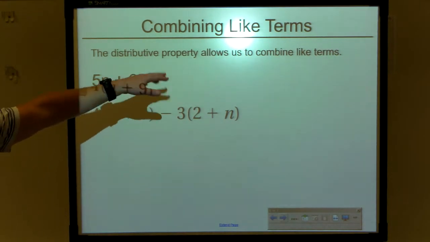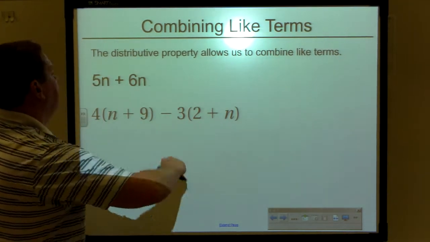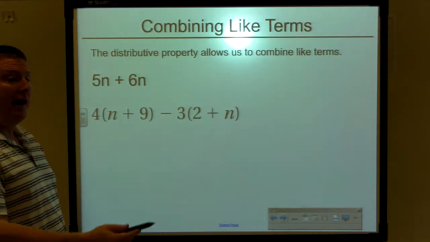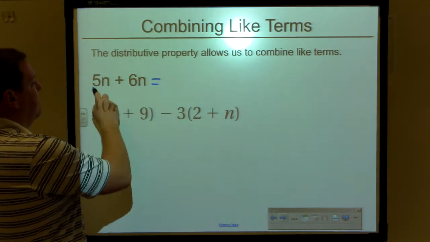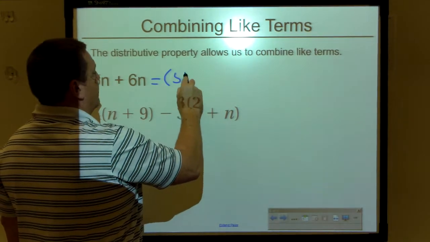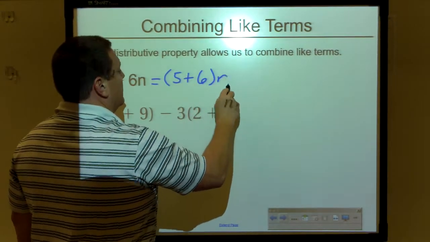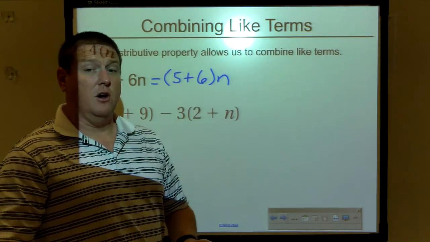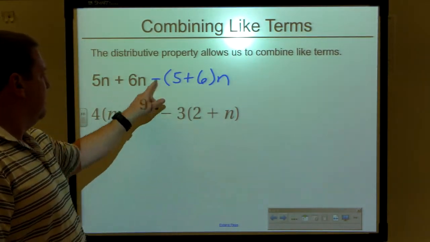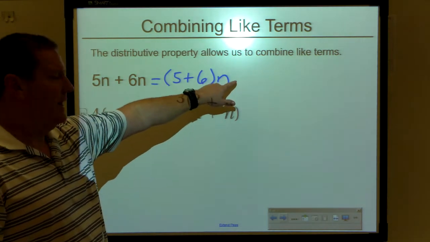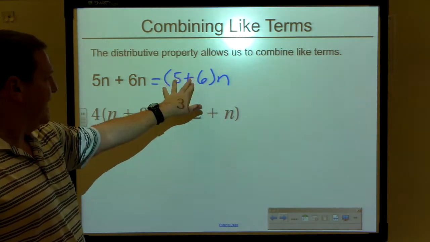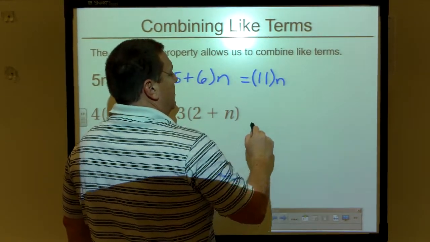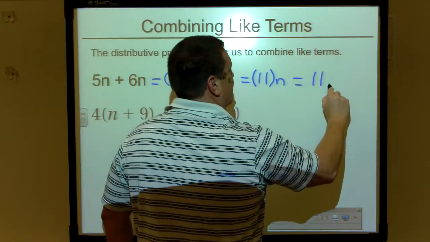The distributive property allows us to combine like terms. A lot of people know that this is going to make 11n. A lot of people don't know why. So here's why. This can be rewritten as 5 plus 6 times n. So we're undistributing. Later on we're going to figure out that that's called factoring. But this can be written as 5 plus 6 times n with an n on the outside before I distribute it. And 5 plus 6 then gives us 11n, or 11 times n, which is just 11n.